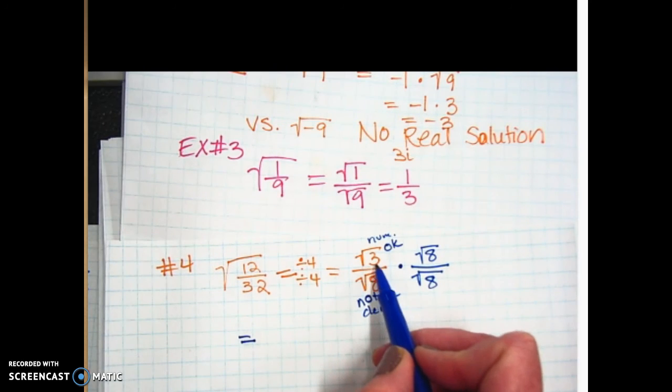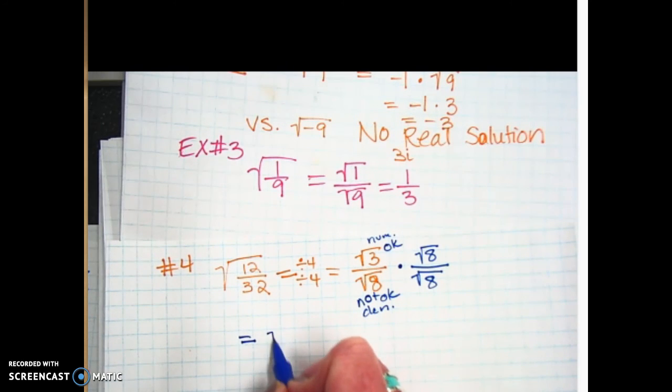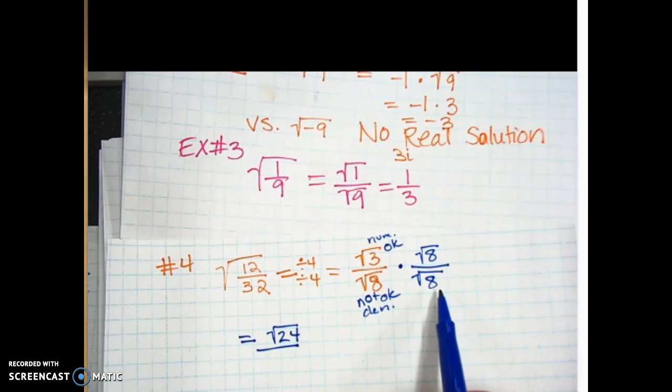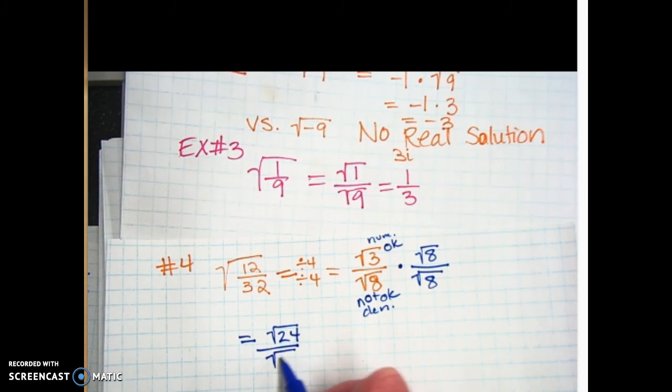And then we're going to just multiply straight across. So the square root of 3 times the square root of 8 is the square root of 24. And in the denominator, we have the square root of 8 times the square root of 8, which is the square root of 64, which most of you in your head have already figured out that the denominator should be 8. Then for the numerator, you just want to see if you can simplify it.